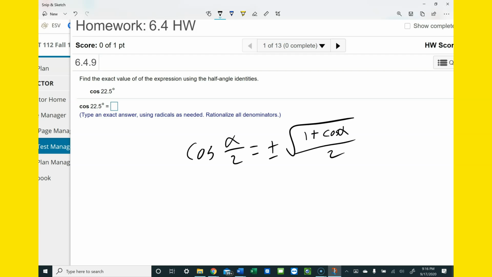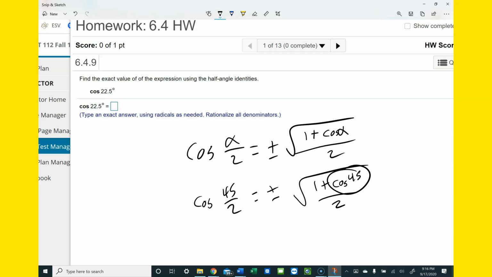So 22.5 is half of what? It is half of 45. So cosine of 45 over 2 equals plus or minus the square root of 1 plus cosine 45 over 2. And cosine of 45, we've got to remember what that is with our special triangle. Isosceles right triangle. These are equal, so 45, 45, 90, that's a 1, that's a 1, that's a square root 2. So cosine 45 is 1 over square root 2, or root 2 over 2.